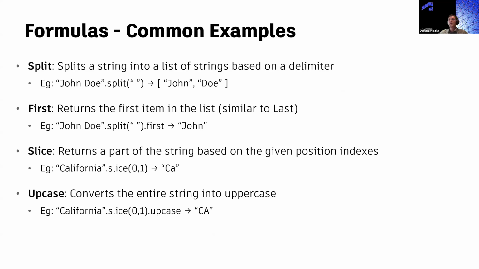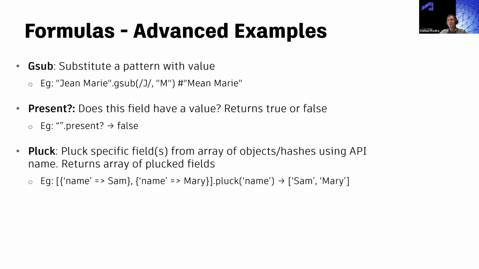But just to roughly touch on it, you can have the split formula that splits your text into separate strings in the form of an array. If you have a longer string and you want to retrieve the first name or the first text part, you use the first option. You can slice the strings, you can upcase the strings, etc. There are quite a lot of them. You can substitute specific letters or names into different names. So if I substitute J for M, instead of Jean-Marie, it will be Mean-Marie, right? So I can substitute different parts of the strings.